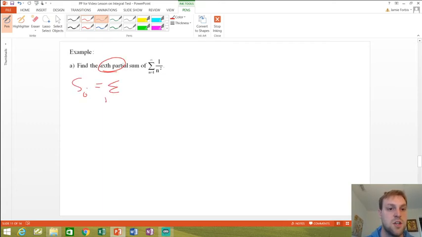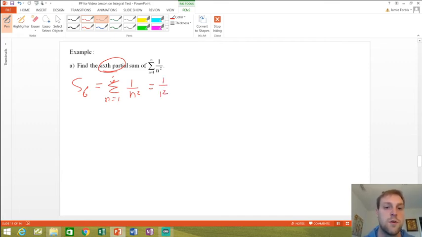That is the summation of n equals 1 to 6 of 1 over n squared. That's not bad at all. You can do that by hand if you want. You could do 1 over 1 squared plus 1 over 2 squared plus 1 over 3 squared, 1 over 4 squared, 1 over 5 squared. I'll write it out if you really want me to.